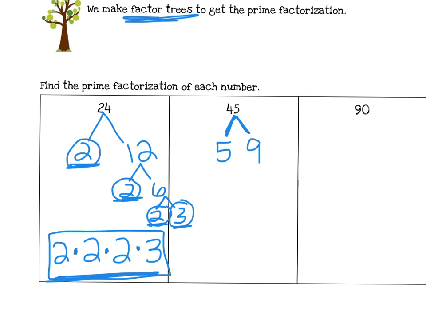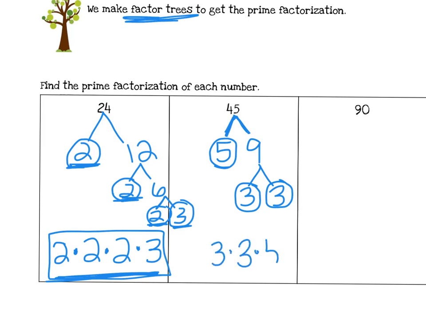Okay, is 5 a prime number? It sure is. Is 9 a prime number? No. So we could do 3 times 3. Okay, those are each prime, so I'm going to circle them. Are you circling your prime numbers? If not, you should pause this video and go back and circle all your prime numbers. All right, here we go. So we make our factor tree to get the prime factorization. The prime factorization here would be 3 times 3 times 5.